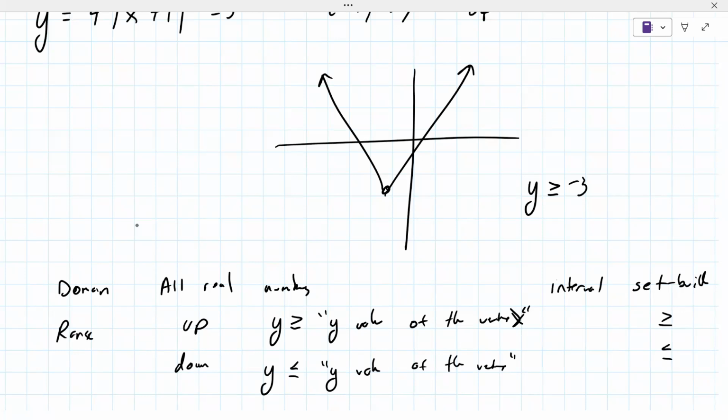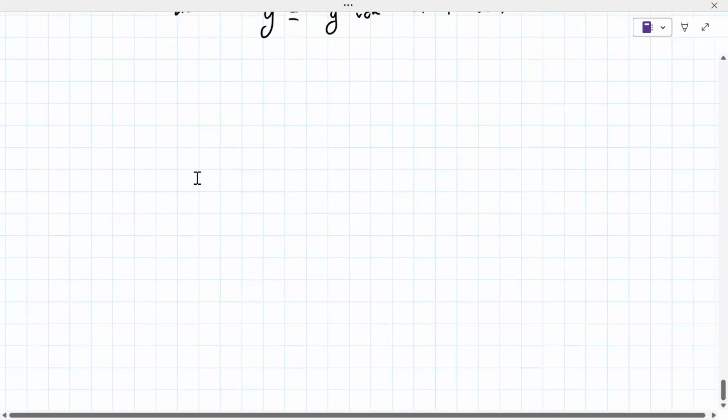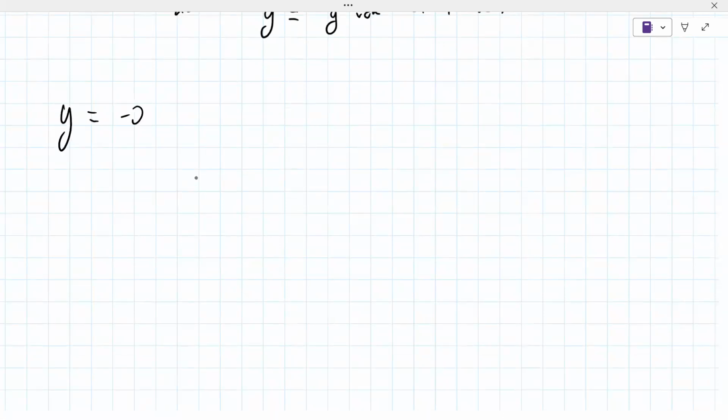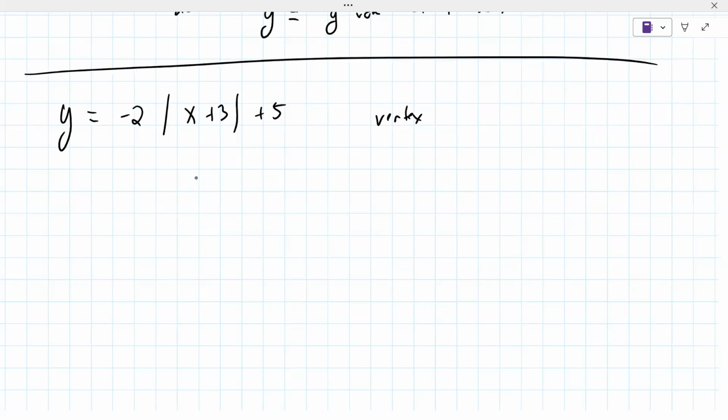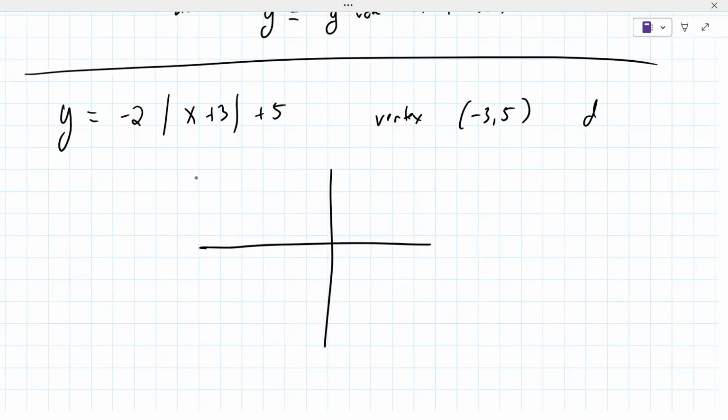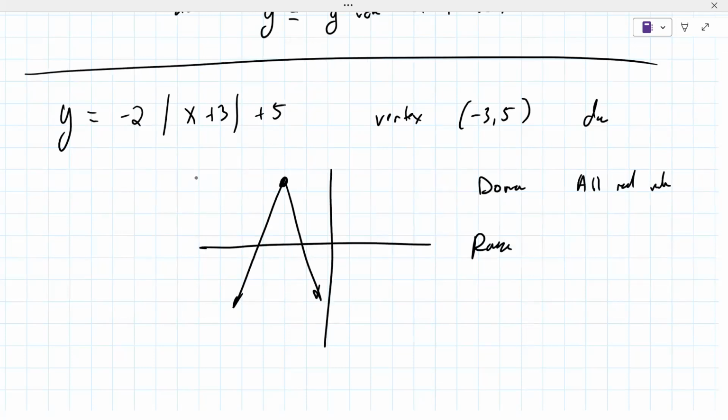Okay. All right, so we're gonna look at another problem here. Make more sense when we do this. Y equals -2 absolute value x plus 3 plus 5. Can you give me the vertex of this, please? -3, 5. Good. Does it open up or down? Opens down. So here's -3, 5 roughly. It opens down. The domain is all real numbers, no big deal. The range is y less than or equal to the y value, 5.